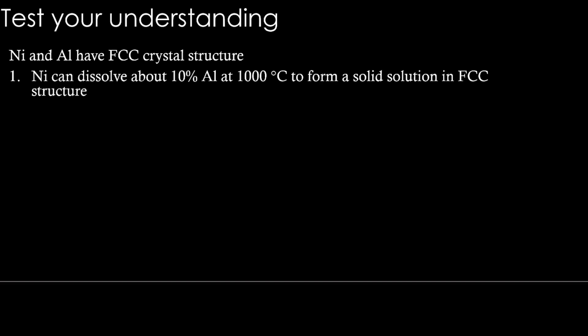You can take up a small test for your understanding now. Let's say nickel and aluminum have FCC crystal structure. The first question is, nickel can dissolve about 10% of aluminum at 1000 degrees Celsius to form a solid solution in FCC structure. So the maximum solubility of aluminum is now 10% in this case. Does this solution have chemical order? That is the first question.